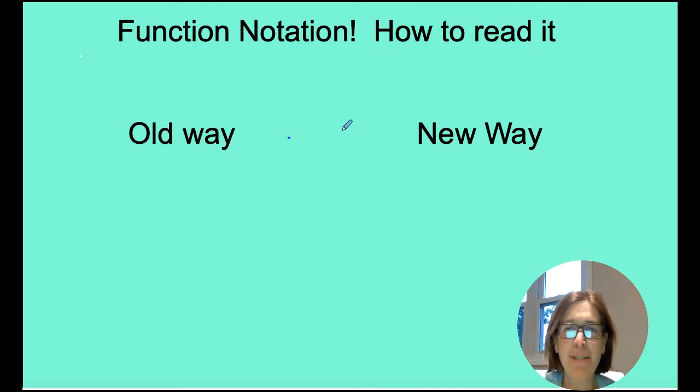Hi everyone, today I'm just doing a quick review of function notation, two different ways, so that you're getting yourself ready for standardized tests. So let's just talk about function notation and how to read it.